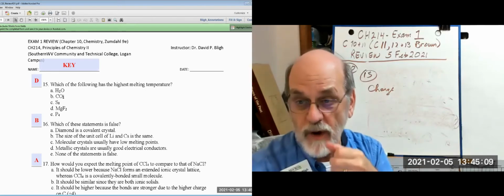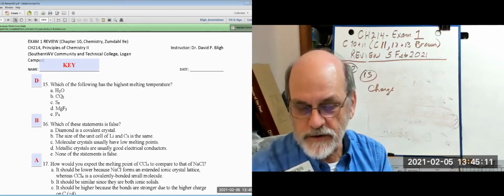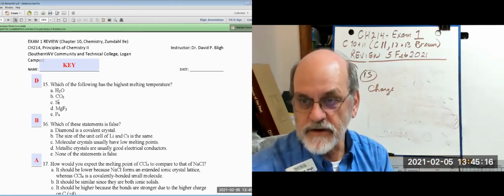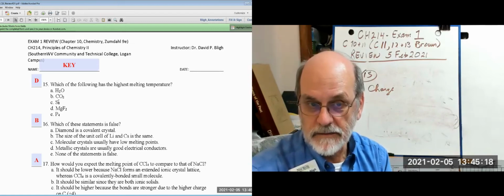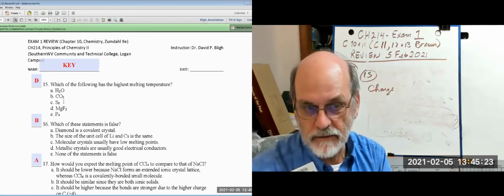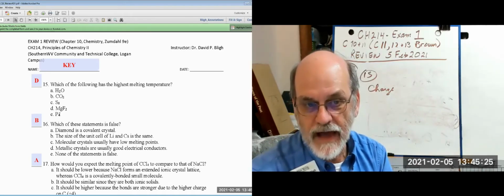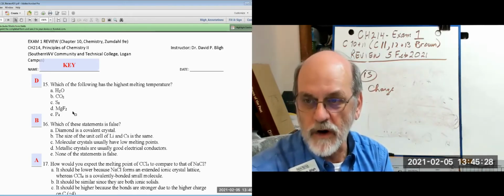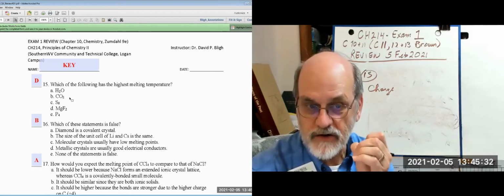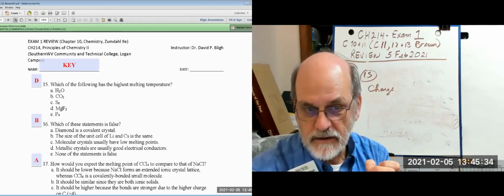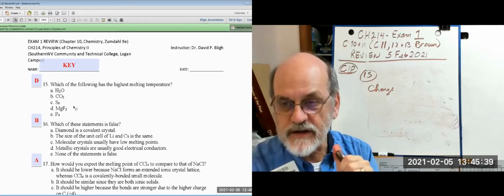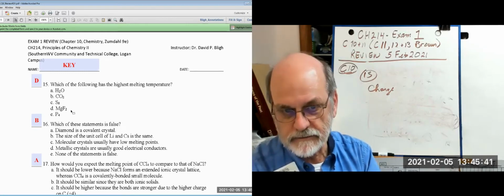CO2 is a nonpolar molecule. London dispersion forces, very weak. Throw that one out. S8 is a symmetrical solid, but it still would require some heat to melt it, and phosphorus also. But what are the strongest bonds in here of all? For intermolecular interactions, the ionic bonds. Magnesium fluoride will have the very highest melting temperature of all of these.